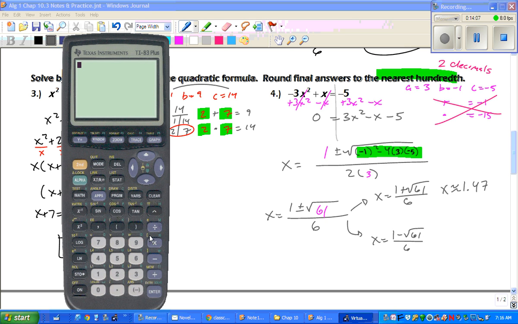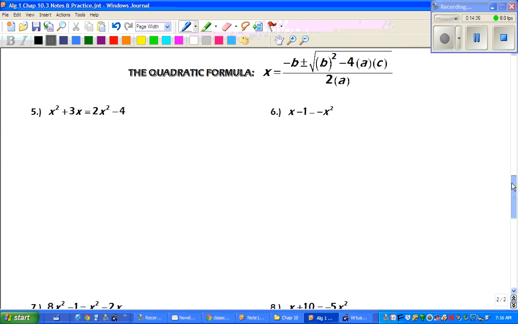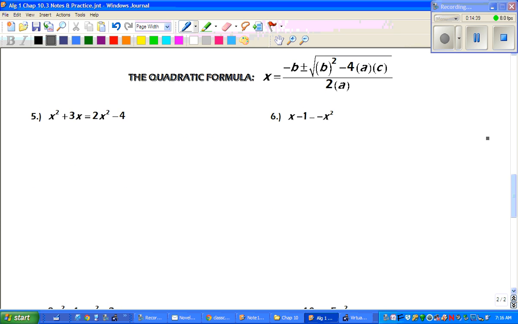Okay, so now the other one is 1 minus the square root of 61 divided by 6. And now we get negative 1.14. Okay. Okay, those are your answers. Go ahead and circle them. And you are done with that problem. All right, number 5.